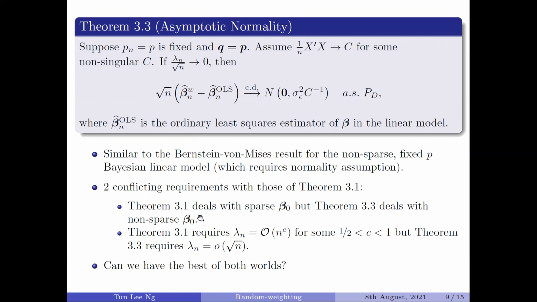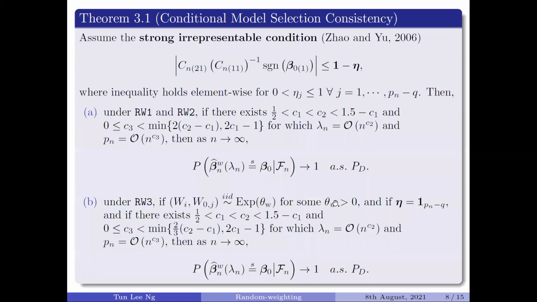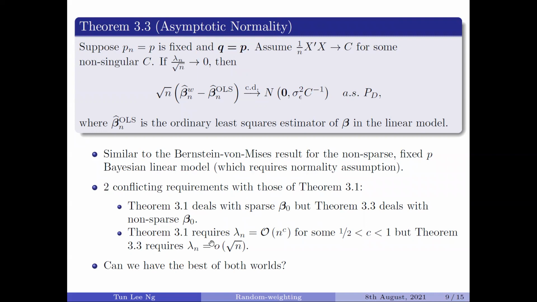In theorem 3.1, we deal with the sparse case, right? But here in theorem 3.3, we deal with the non-sparse case. In theorem 3.1, we require the lambda n to grow at a rate of n to the power c, where c is somewhere between half and 1, as we have stated here. However, in theorem 3.3, we require lambda n to grow slower than square root of n.